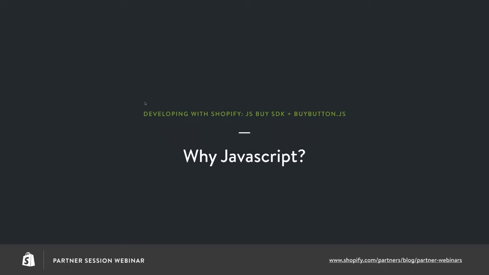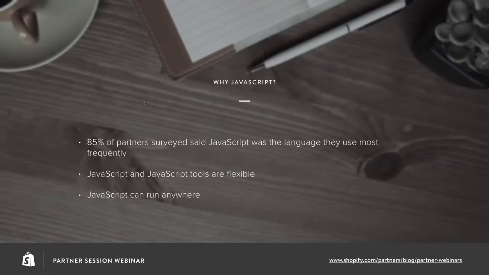Before about a year ago, we didn't really have much in the way of JavaScript resources for developers. Everything was pretty focused around the Liquid and Ruby ecosystems. So we decided to focus on JavaScript primarily because it's a language that most of you already know. We surveyed partners last year, and we found that about 85% of partners said that JavaScript was the language they use most frequently, and that was by far the largest segment of our partner base.